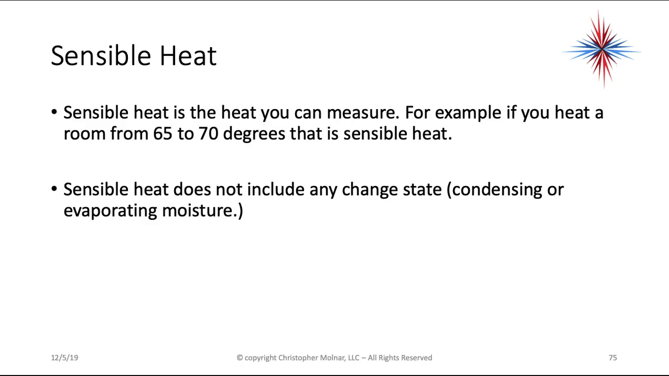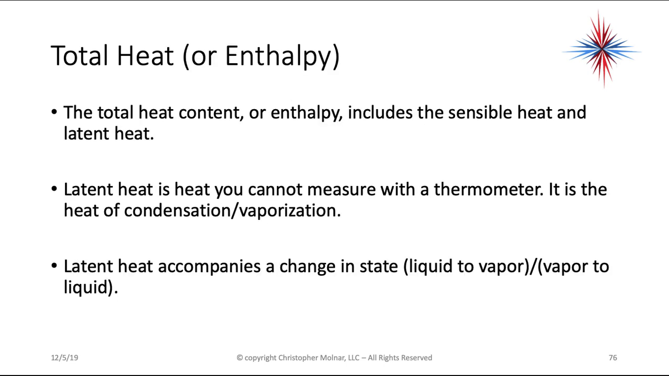We have a few things we have to talk about before we can talk about the sensible heat ratio. Number 1, what is sensible heat? Sensible heat is the heat of a substance you can measure. For example, if you have a room at 65 degrees, that's a temperature you can measure. If you have a room at 70 degrees, that's a temperature you can measure. The temperature difference between the two is a sensible heat gain or loss, depending on which way you're going. Sensible heat changes do not include any change of state, condensing or evaporating moisture. It is strictly a temperature that shows up on the thermometer.